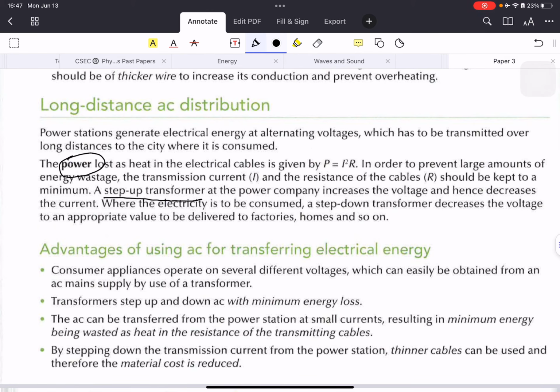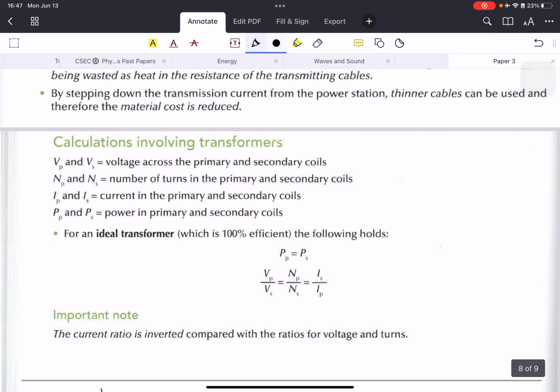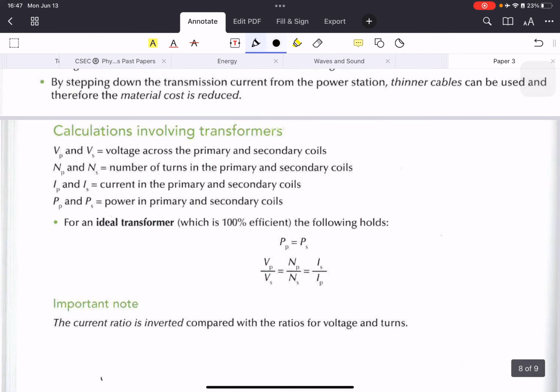Now, when the electricity is ready to reach your home and be consumed by you, right outside your house, there's a step-down transformer on the light pole outside your house, right? And that actually decreases the voltage so that most of your appliances could run, okay? So that's one use there. Now let's take a look at the calculations. There's only one formula you need to learn in transformers, which is this one here.